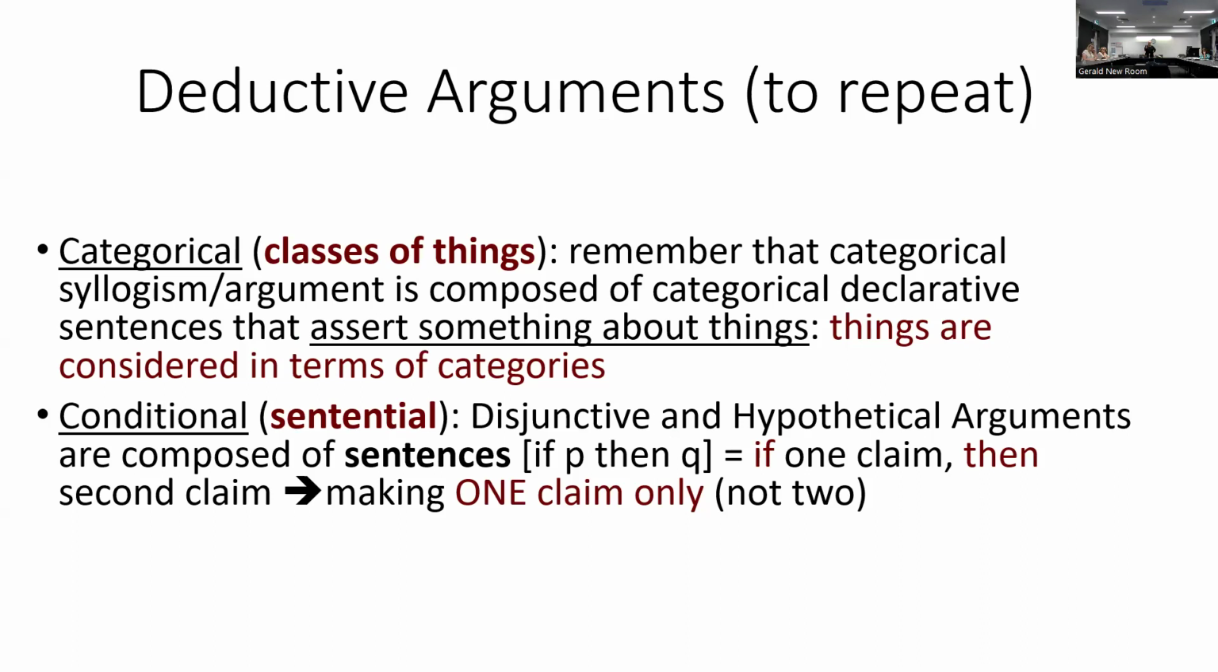Categorical: classes of things, remember the categorical syllogism. Declarative sentences are always asserting something about things. That's why they are categories. Conditional, disjunctive, hypothetical arguments are composed of sentences: if P, then Q. Usually in logic, when you talk categories, you go A, B, C. If you talk sentences, you go P, Q, R. For some strange reason, I don't know why we start with P. Maybe it's proposition, it's P. I just made this one up, but it makes sense, doesn't it?